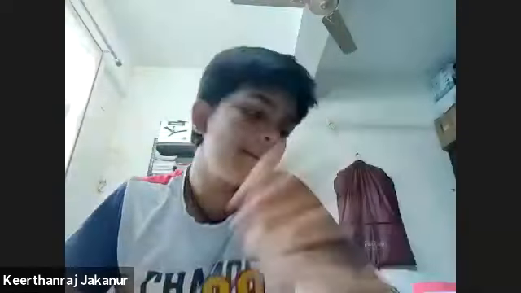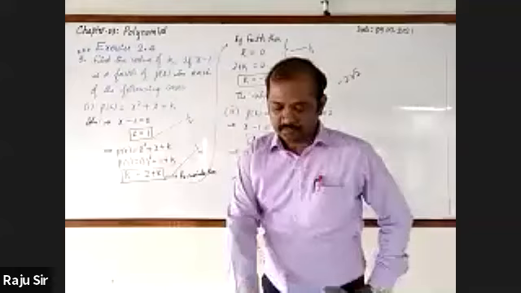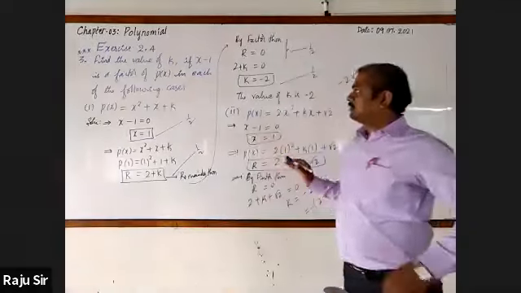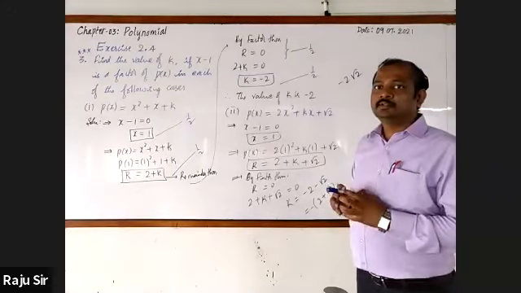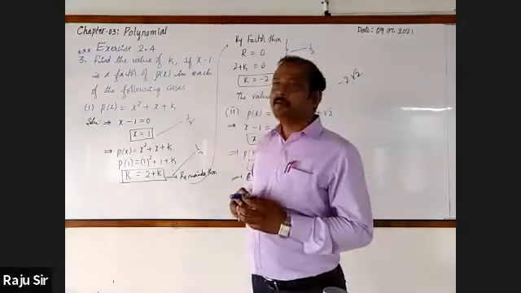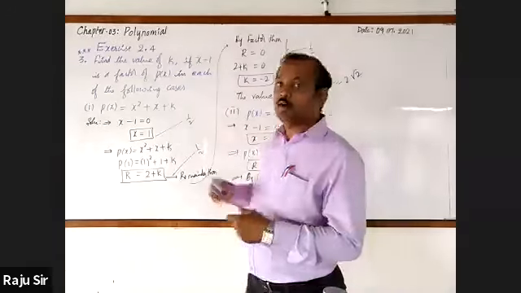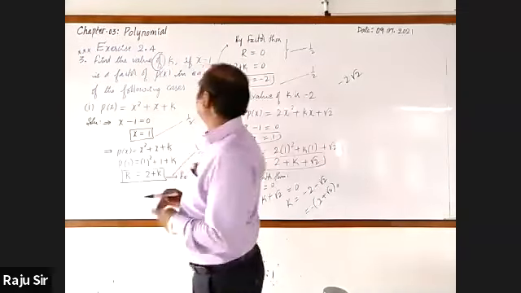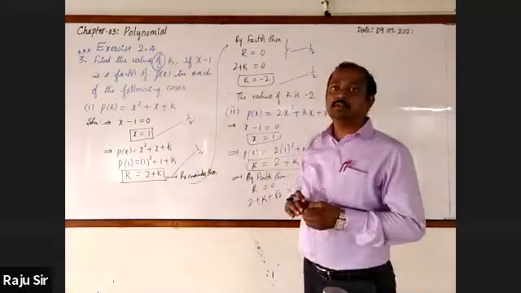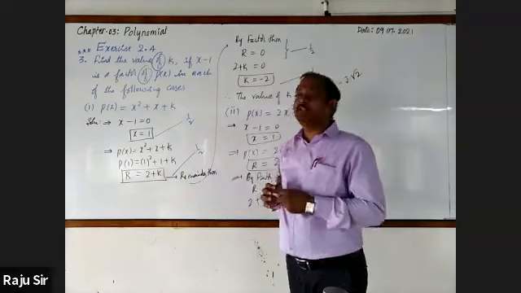Okay. Listen. Sir, excuse me. Now it is time up. I'm going to stop that. Just listen to me. Go through this statement. Find the value of k if x minus 1 is a factor of p of x in each of the following cases.